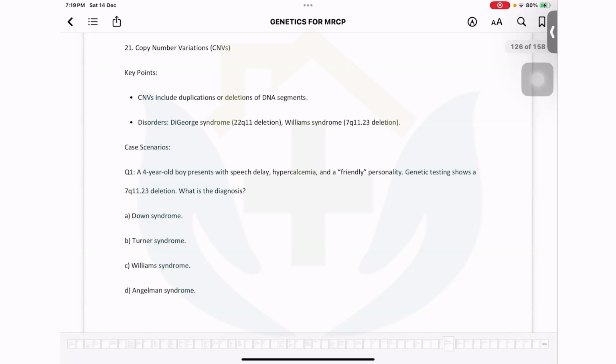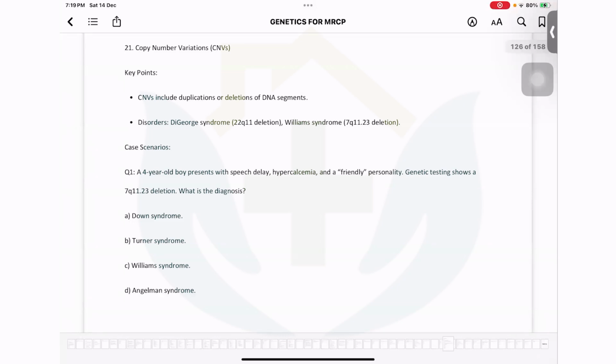Okay, so that is 22q11. Now, a 4-year-old boy presenting with speech delay, hypercalcemia, and a friendly personality. Genetic testing shows a 7q11.23 deletion. What is the diagnosis? Williams.